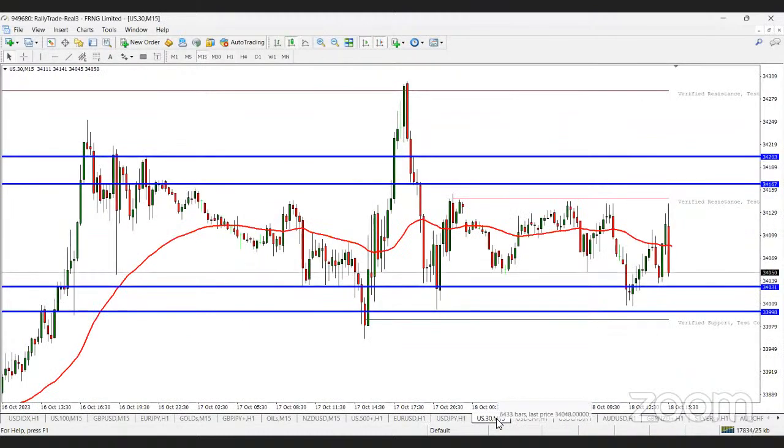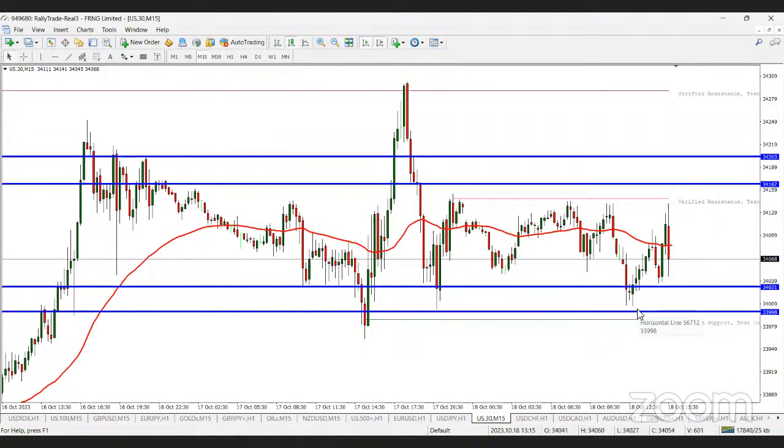050 or 054. US 30, I wish I gave us at this resistance here. But US 30, we have a sell stop at 34031 and take profit at 33998.